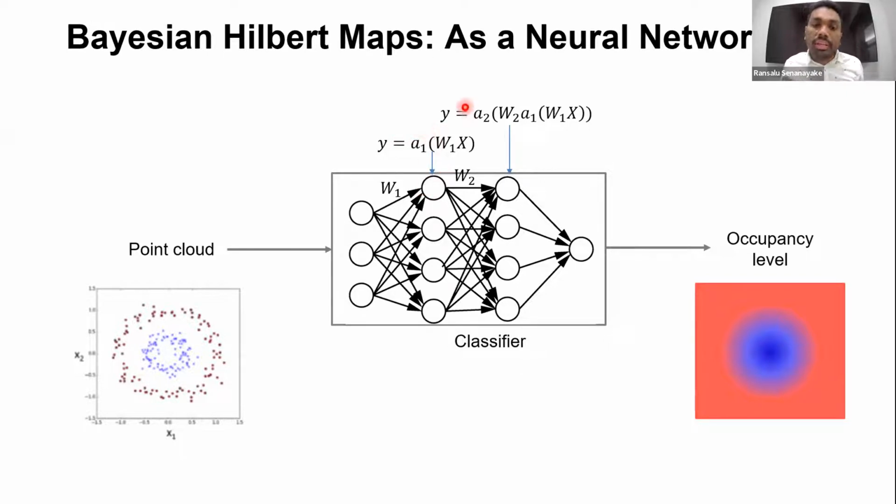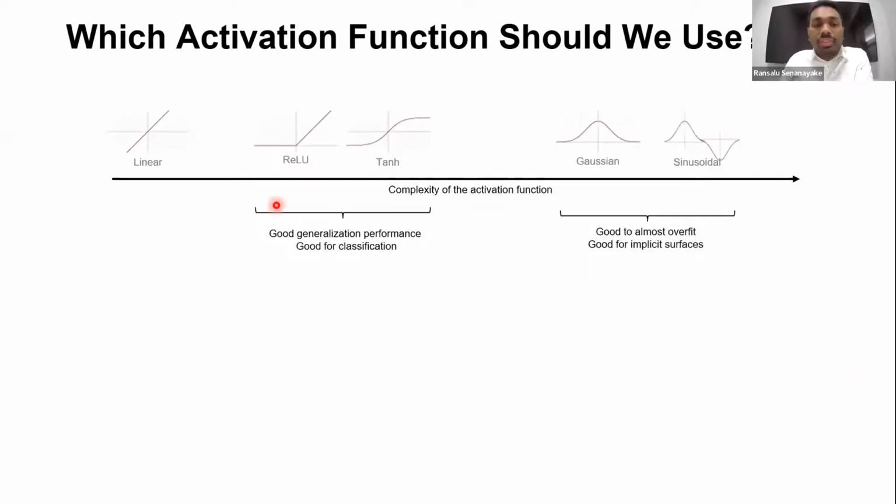And the important thing here is this activation function. So what should we choose for this activation function? Now, in this axis, I show the complexity of activation functions. If it is linear, it would underfit. But if it is almost linear but slightly nonlinear, for instance something like ReLU or TANH, they have really good generalization performance, and therefore they are good for classification tasks like classifying dogs, parrots, trees, cats, and so on.